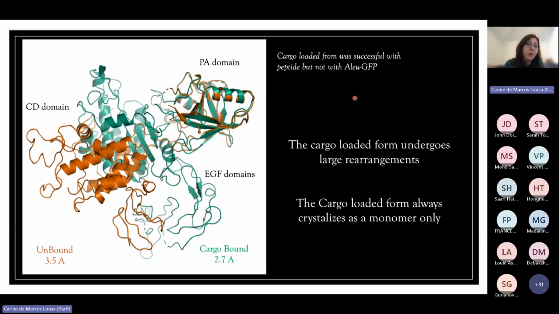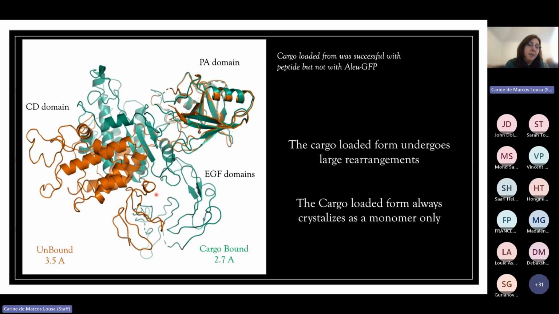So then we tried to get the structure of the cargo bound form, and we tried a lot with the allorane GFP construct that we had, a recombinant protein, but we were unsuccessful. So we decided to try with a peptide that was previously used by Lu et al. And we managed to get the complex form.